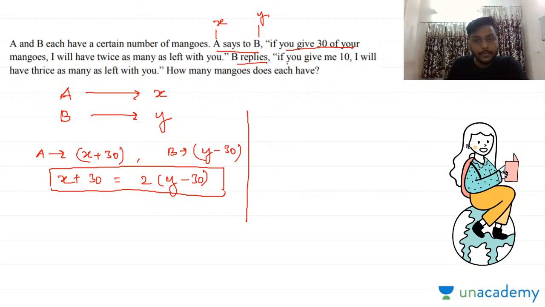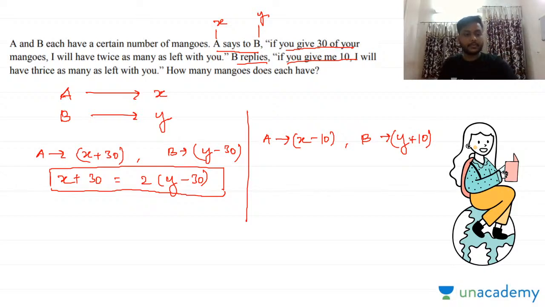B is replying that if you give me 10, now B is saying, if I take 10 mangoes from you, what will happen in this story? In this story B has taken 10 mangoes from A, so A will now be left with X minus 10, and because B has taken them, B will be having Y plus 10. How many of you are clear with this? Got the point, guys? Are we clear till here? I repeat, now A will be left with X minus 10 and B will be having Y plus 10.